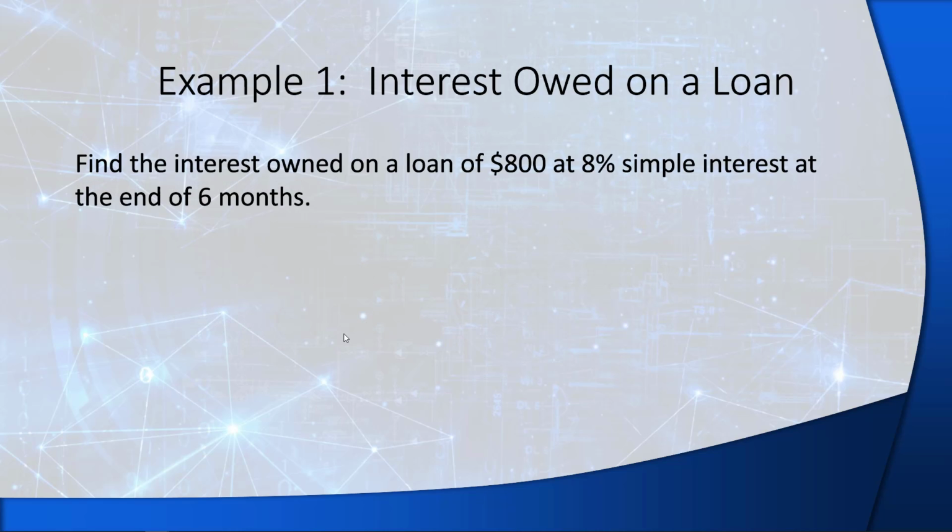Now, how does that work? We can show this through an example. Here we want to find the interest earned on a loan of $800 at 8% simple interest at the end of 6 months. So the equation that we're going to use is the simple interest equation, which is I equal to P times R times T. We just need to specify what P, R, and T are. Well, P is the principal value or the original value of the loan, which will be $800. R is the interest rate charged. In this case, it is 8%.